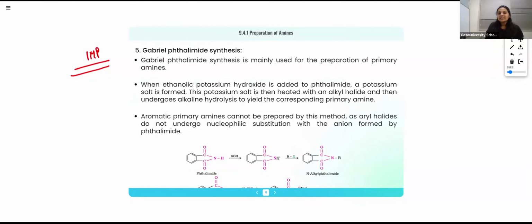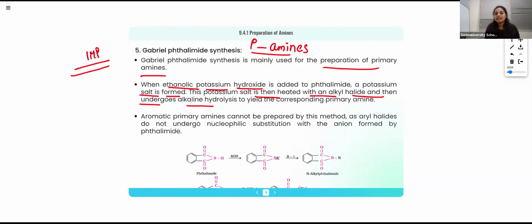This synthesis is mainly used for the preparation of primary amines. Important. When ethanolic potassium hydroxide is added to phthalimide, a potassium salt is formed. See, the reagents I told you, remember the reagents, note it. This potassium salt is then heated with an alkyl halide and then undergoes alkaline hydrolysis to yield the corresponding primary amine.